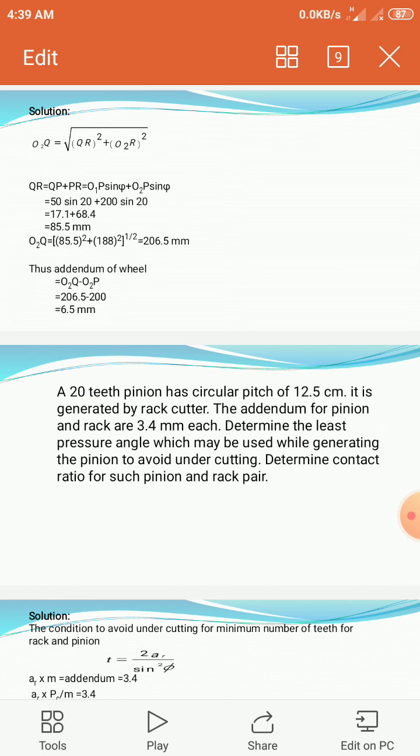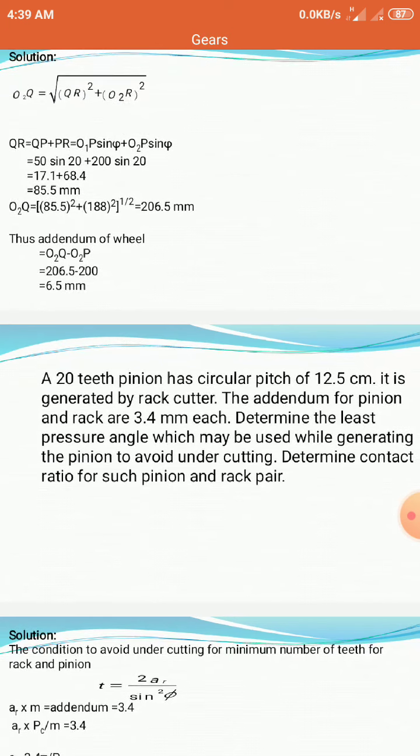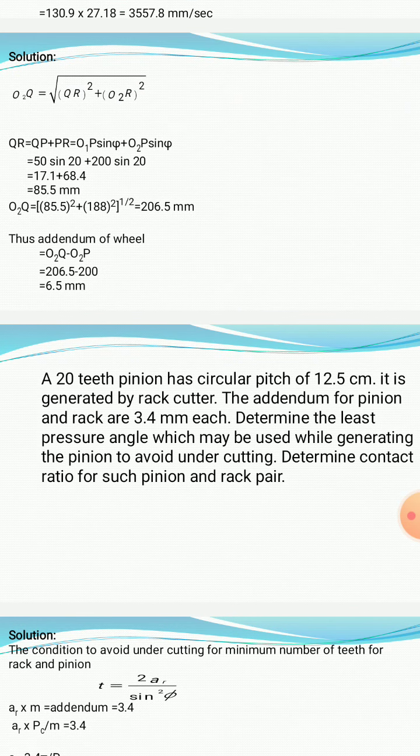So one numerical is shown here. A 20 teeth pinion has a circular pitch of 12.5 centimeter. It is generated by a rack cutter. The addenda for pinion and rack are 3.4 mm each. Determine the least pressure angle which may be used while generating the pinion to avoid undercutting. Determine the contact ratio for such a pinion and rack pair.